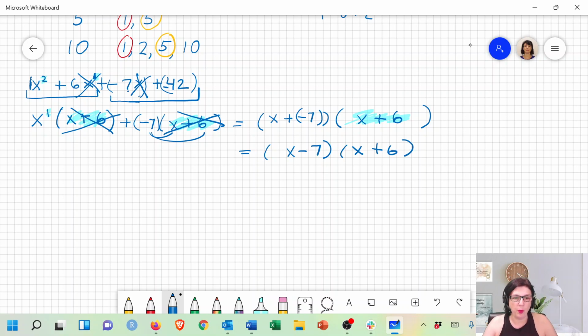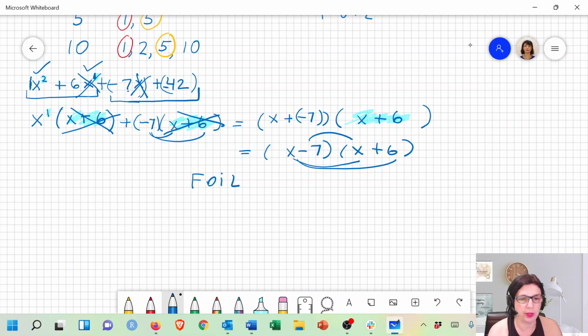Now, if you ever want to figure out whether you did this right or not, you can always do the FOIL. The FOIL would be a check to see if you got it right. So you can do x times x, that's x squared, got it. x times 6, this is 6x, great. Negative 7 times x, negative 7x, got that. Negative 7 times 6 is negative 42, got that. So now I know that what I did is the right solution.